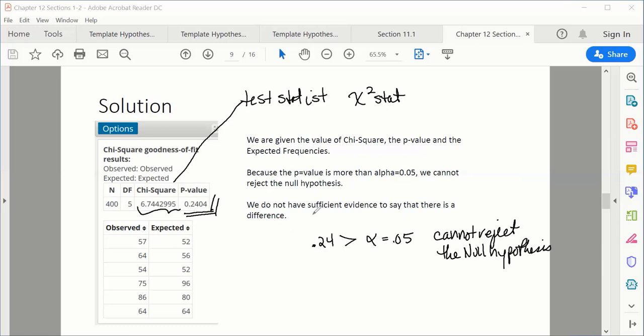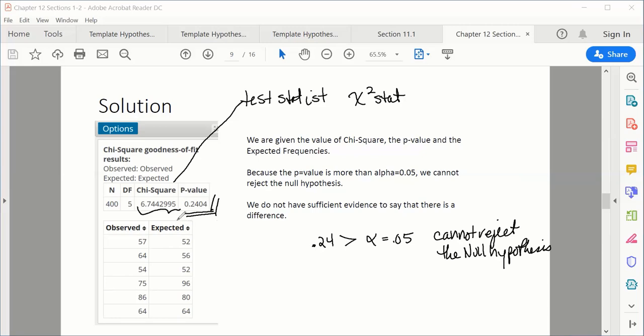So we don't have sufficient evidence to say there's a difference between the model from the company and the actual number of M&Ms we got. Okay, so the only thing this can tell us is if there is a difference, but we don't have enough evidence to see a difference.